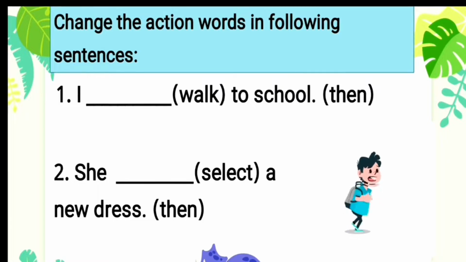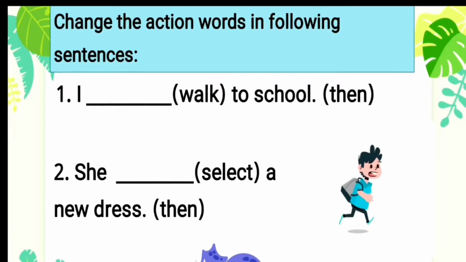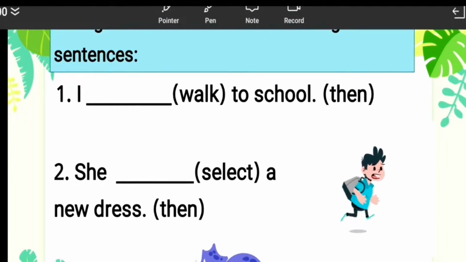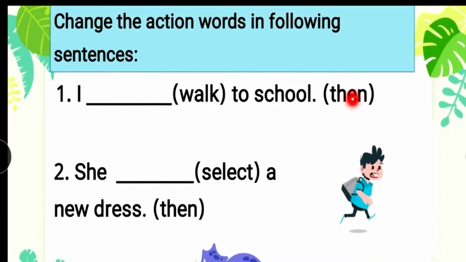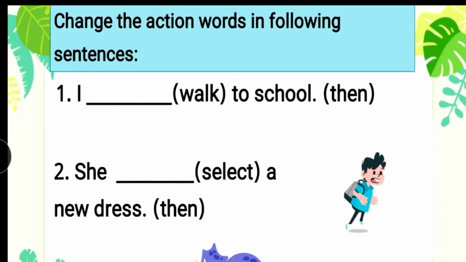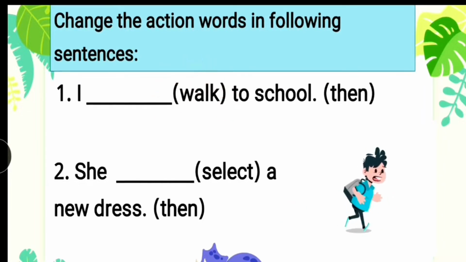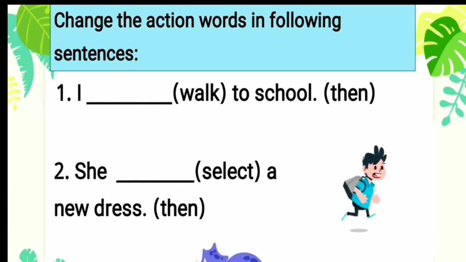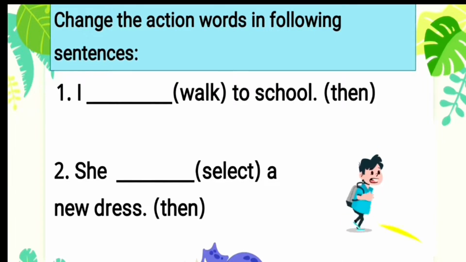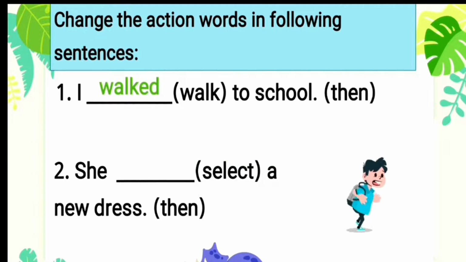Okay, so the first one is I walk to school. Right? Here in the bracket you can see, okay, wait, there is then. Then means here you have to change it into then form. So you have to write I walked, right? Here, I walked. Let's see what will be here. Walked. Listen, don't say walked with the L sound. The L will be silent, okay? Walked.